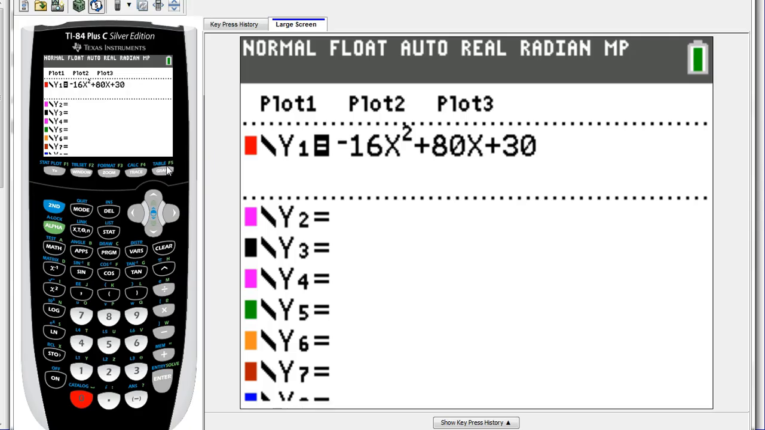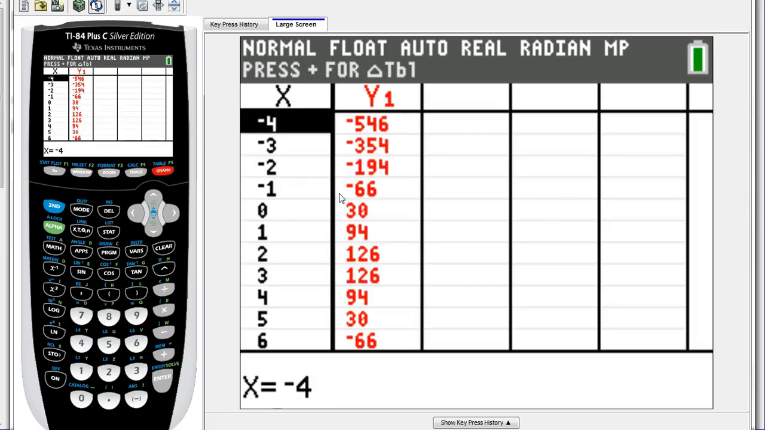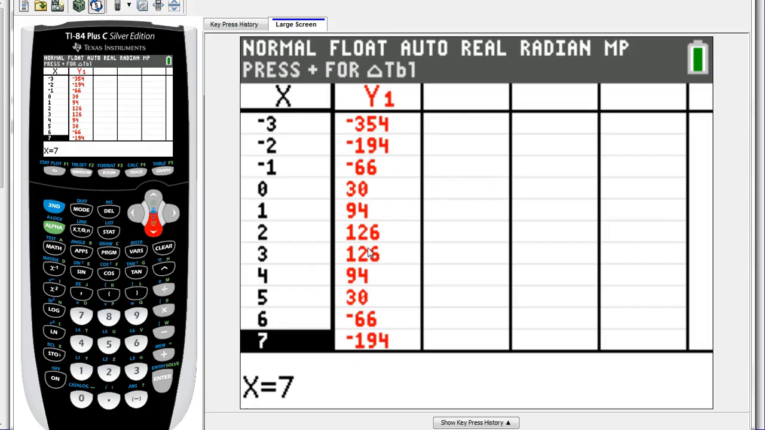At this point, we're not going to hit graph. We're not going to hit zoom, fit, or just randomly press stuff. Let's be more intelligent and efficient about this. So hit second table. I want you to examine the behavior of the y values. As x increases, y is increasing up until a certain point, right? Somewhere between 2 and 3, your y values stop increasing. They head down. We can see somewhere between 5 and 6, the ball hits the ground, right? It reaches a height of 0.